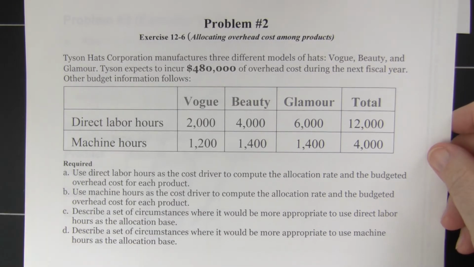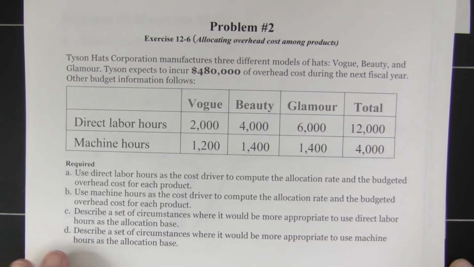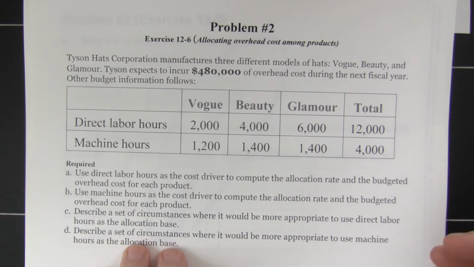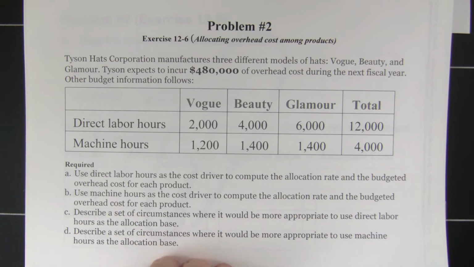Problem 2, exercise 12.6 in your textbook. This is a pretty typical allocation problem and one that you're likely to have to deal with in your businesses as you go forward. This particular company, it's a manufacturing company, you're not heading to manufacturing, but you're heading into hospitality industries, and they are great big balls of overhead.